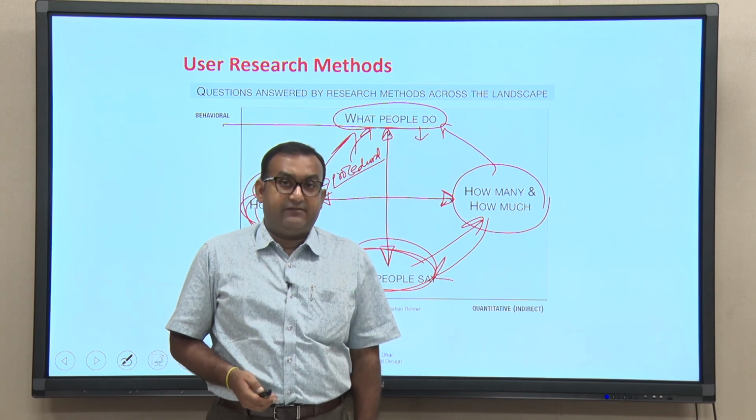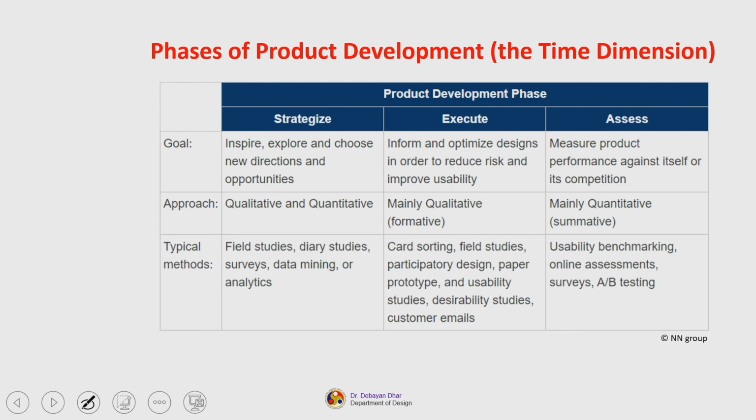Now, there are many phases of product development and there is a temporal dimension to it also. When the goal is to explore and choose new directions and opportunities, that is what we call the strategize group. The approach is primarily qualitative and quantitative. This can be a rule book for you to decide your user studies, and the typical methods used are field studies, diary studies, surveys, data mining and analytics.